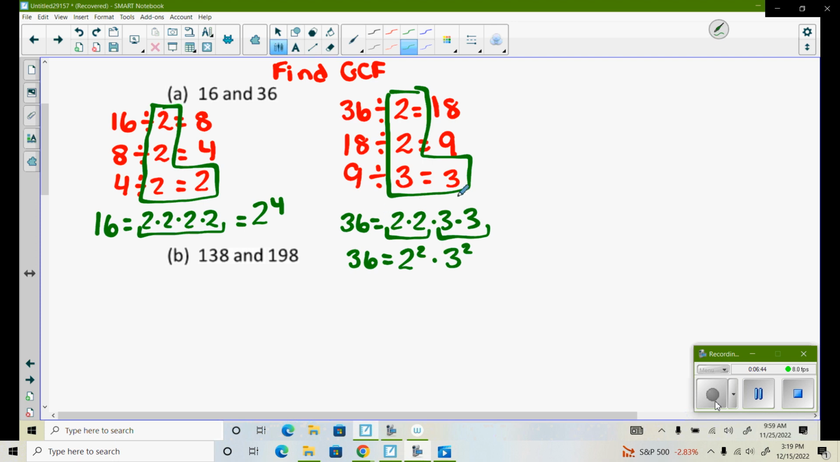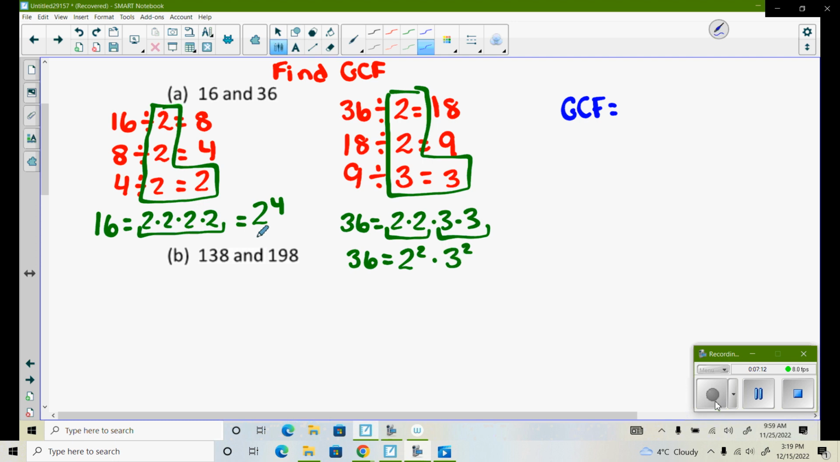So my second step now is to find my GCF by taking the common powers between both of these numbers and the lowest possible exponent. Okay? So if I look here between 16 and 36, they have only one factor in common, and that's mainly because 16 only has 1. They both have 2 as a factor. So that's the only common one they have, the 2.